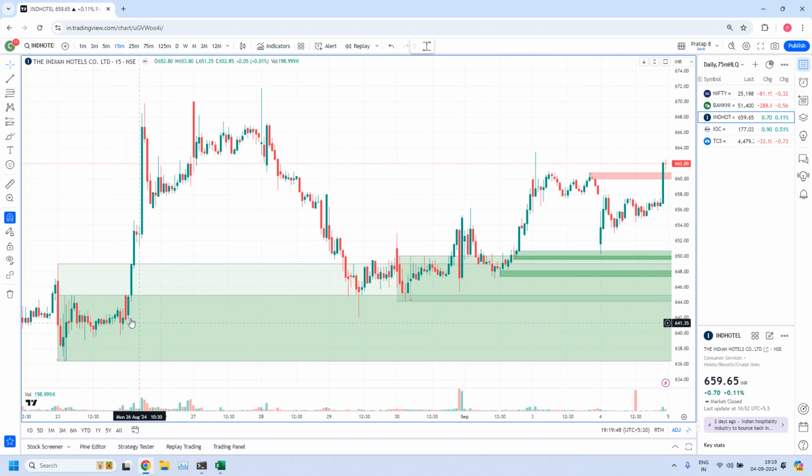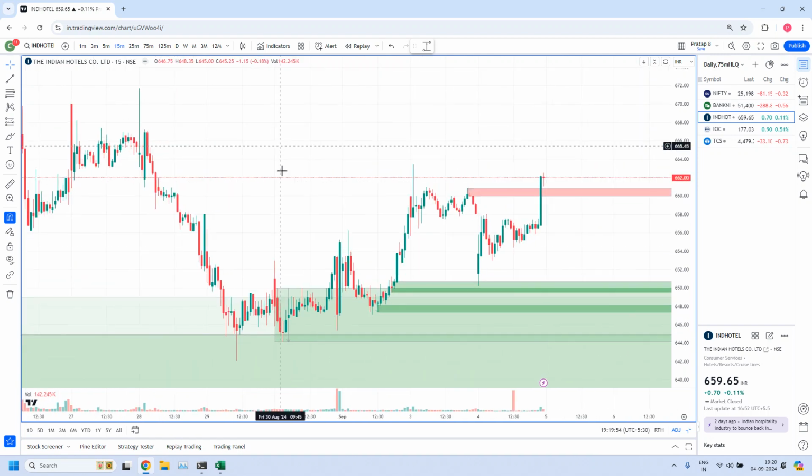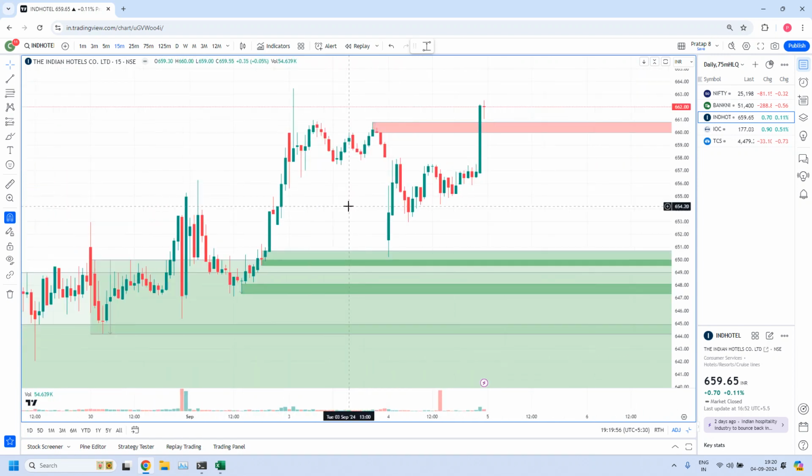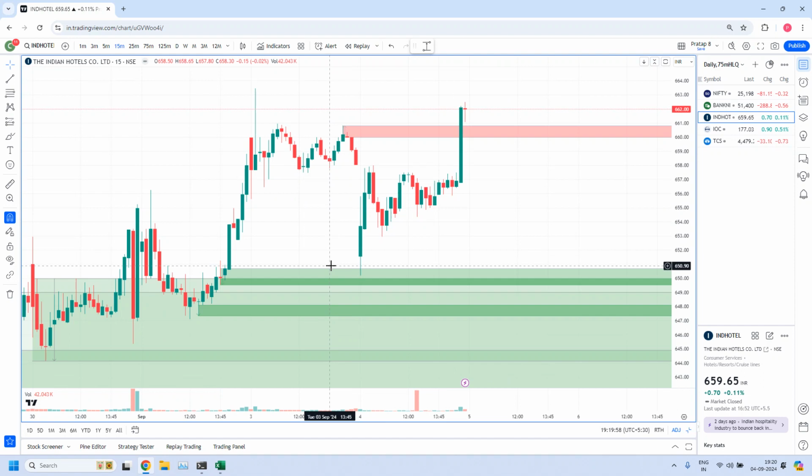Maybe there could be some lower time frame zones. That is a different story. But there is no fine tuned 15-minute zone. But within this area, we have a fine tuned 15-minute zone. We have a rally, 2 base candles and a rally candle. Rally, base, rally. This is the 15-minute zone.